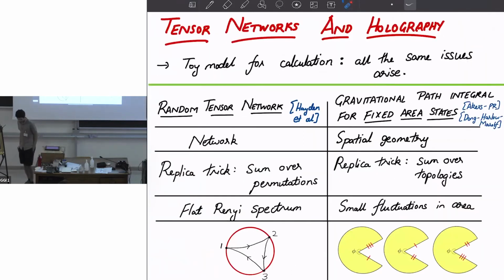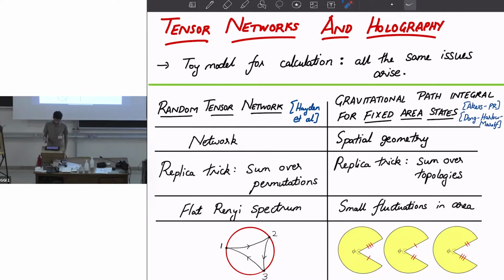Okay. So with that, let me talk about the actual calculations that we'll end up doing. Largely, all of the calculations will be in tensor networks, in particular random tensor networks, which is a good toy model because it has a structure that's quite similar to the gravitational path integral. There's a very precise match between the gravitational path integral in what are called fixed area states and the calculation that one does in the random tensor network. And all the same issues will arise there. So if we can figure out how the issues are resolved in the random tensor network, it helps us understand what happens in AdS/CFT more generally.